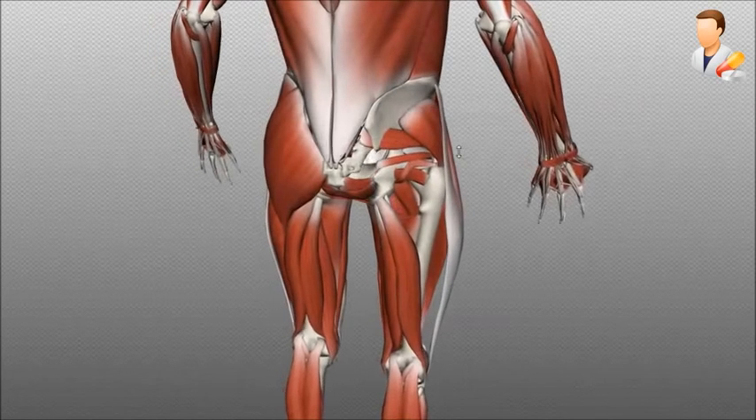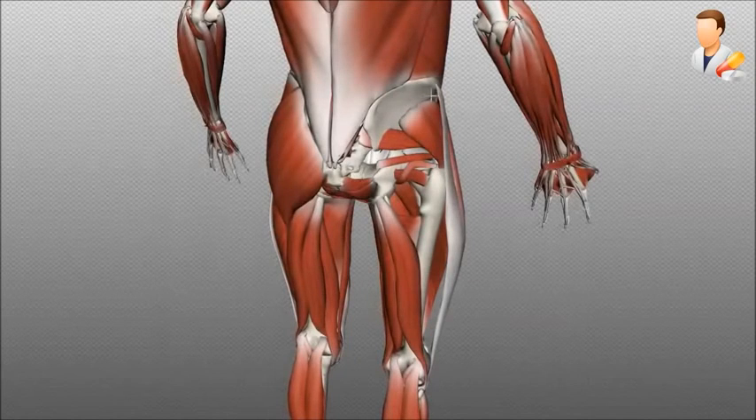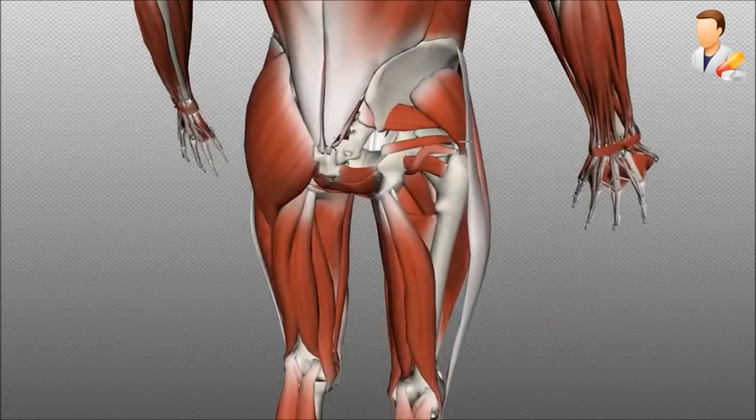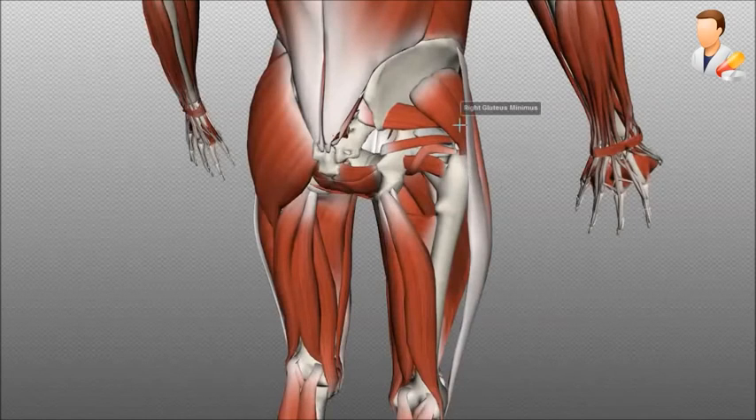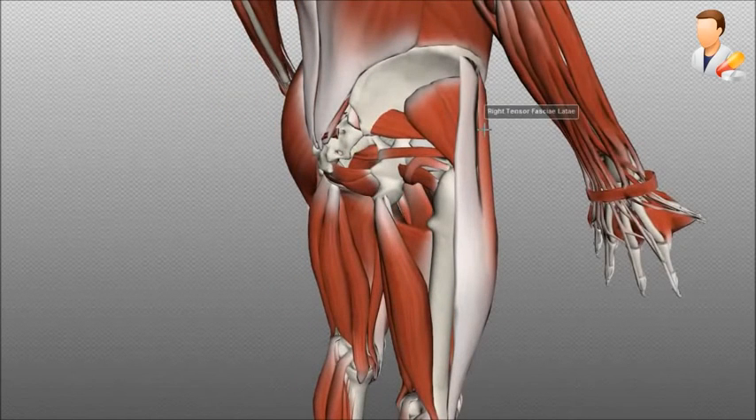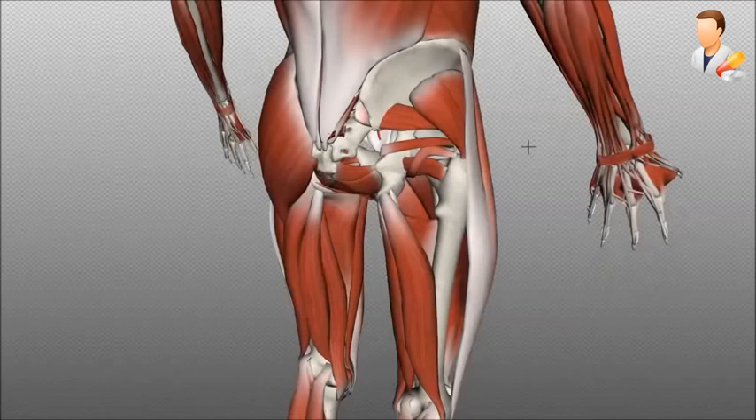Just under the gluteus medius you've got the gluteus minimus. As the name suggests, this is the smallest muscle of the gluteal region. This muscle also originates on the external surface of the ilium, and it inserts anterolaterally on the greater trochanter. So it also abducts the femur at the hip joint. Both the gluteus medius and the gluteus minimus are innervated by the superior gluteal nerve, along with the tensor fasciae latae muscle. So these are the four muscles of the superficial group.